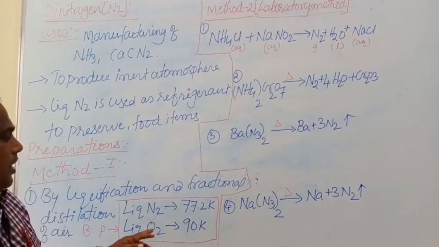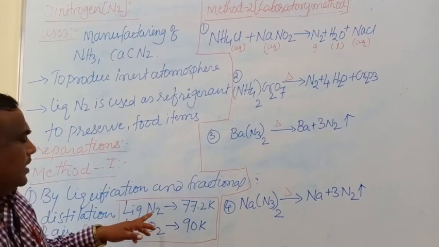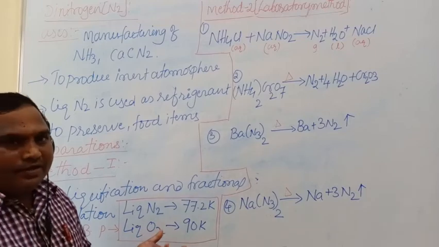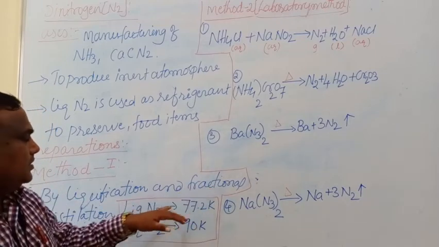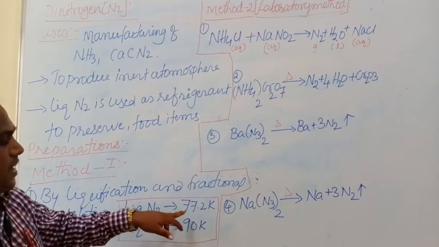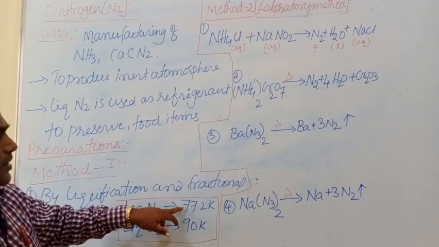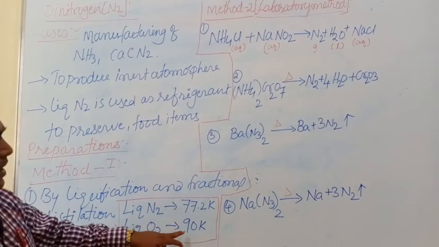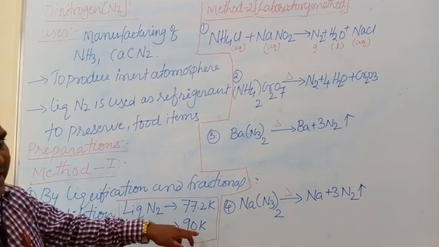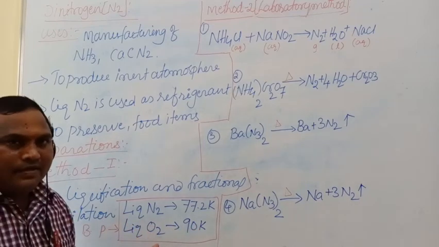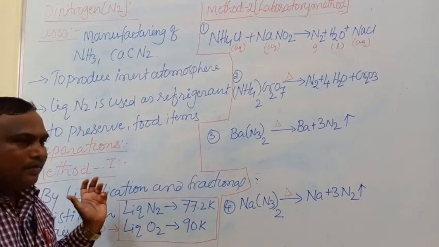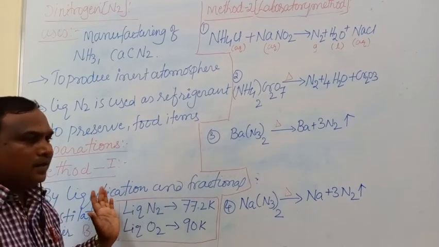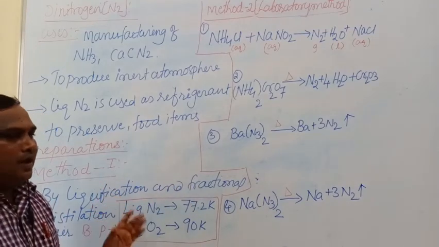As we said, we have collected two gases from the atmosphere, liquid nitrogen and liquid oxygen. When we do the fractional distillation, the liquid nitrogen, which has the low boiling point, 77.2 K, will come out first, and the liquid oxygen, which has the high boiling point, 90 K, will remain in the container. Like that, dinitrogen is commercially prepared by liquefaction and fractional distillation of air. This is method one.